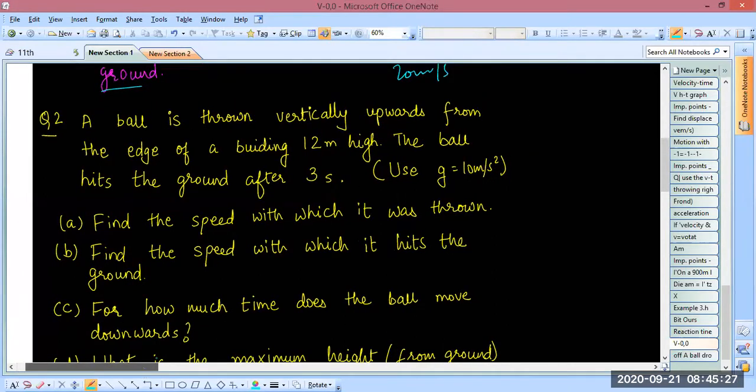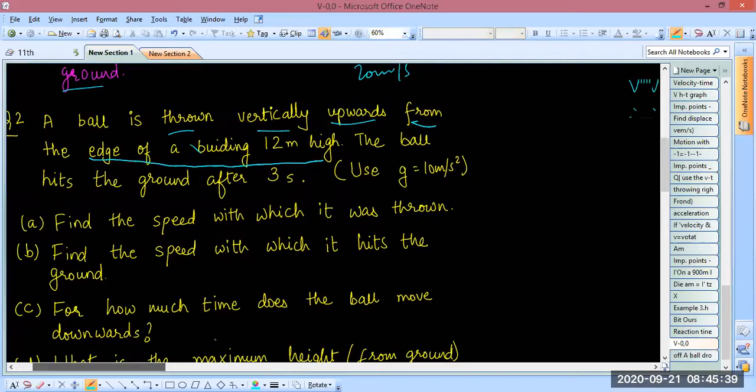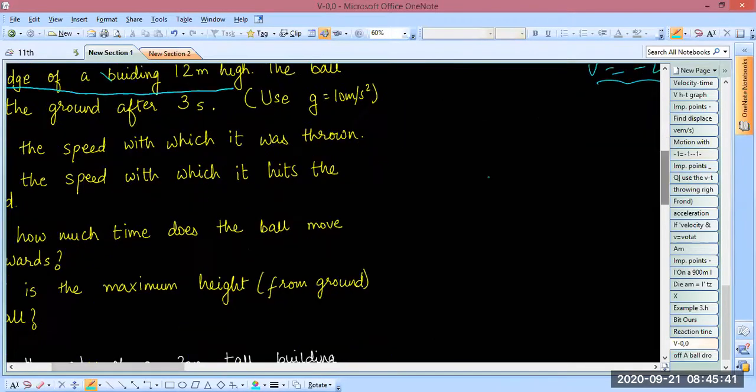Okay, so a ball is thrown vertically upwards from the edge of a building 12 meter high. This is like that textbook question, isn't it? Right? Okay, so let's draw it. Let's draw the diagram. Again, diagrams are extremely important, people.